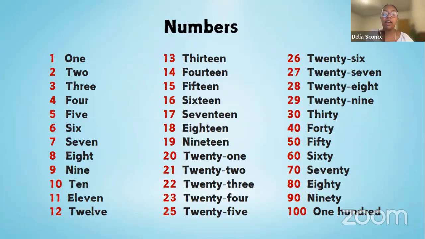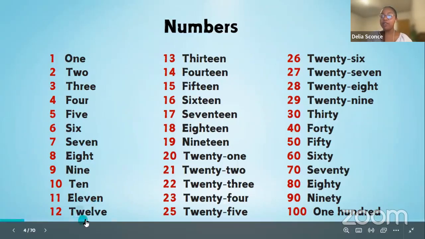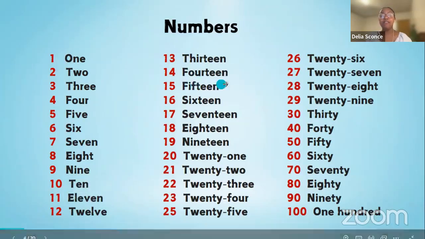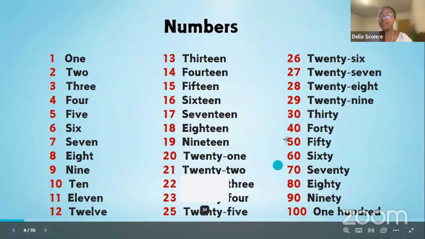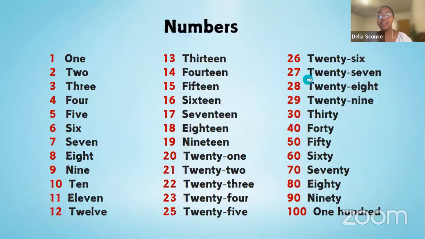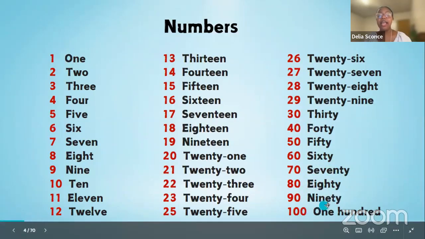Here are the sounds. We have 1, 2, 3, 4, 5, 6, 7, 8, 9, 10, 11, 12, 13, 14, 15, 16, 17, 18, 19, 21, 22, 23, 24, 25, 26, 27, 28, 29, 30, 40, 50, 60, 70, 80, 90, and 100.